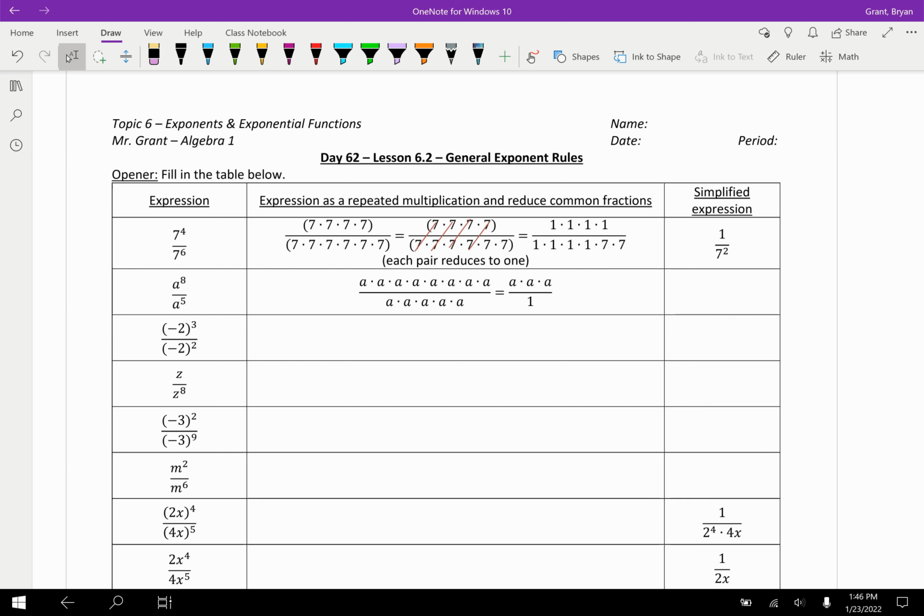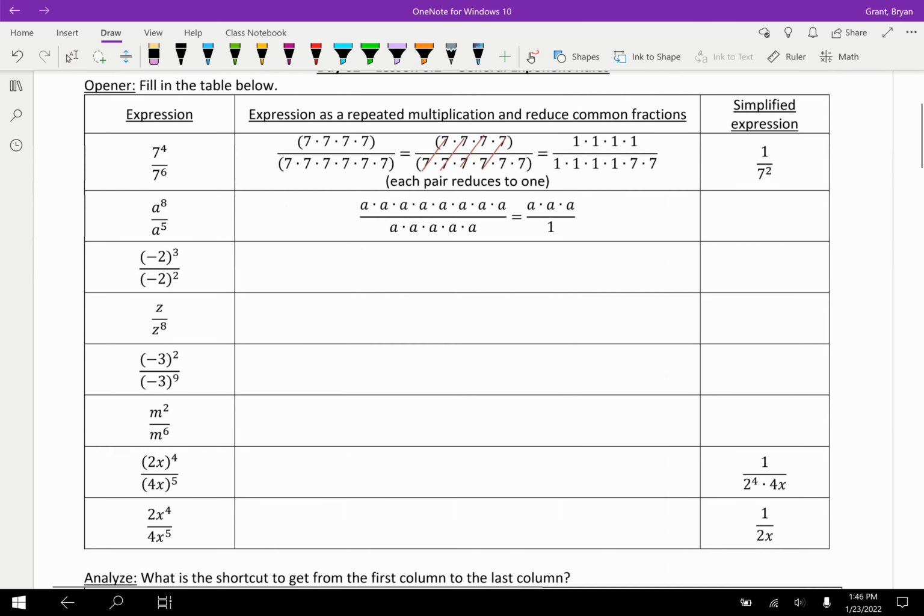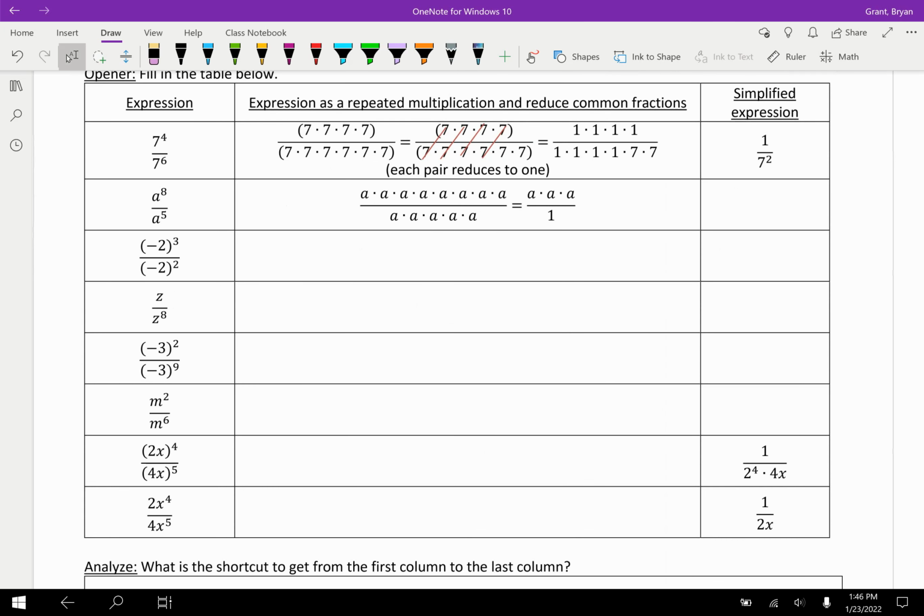Today we're going to start with division, right? You can see these fractions here. We're going to start with division and see if there are any rules there. And then we're going to move into negative exponents. Very interesting. So let's see what we can do. You have this table here where each of these has a numerator and a denominator for the fraction. What we're going to do is in the middle, very similar to last class, you're going to write out the numerator and write out the denominator.